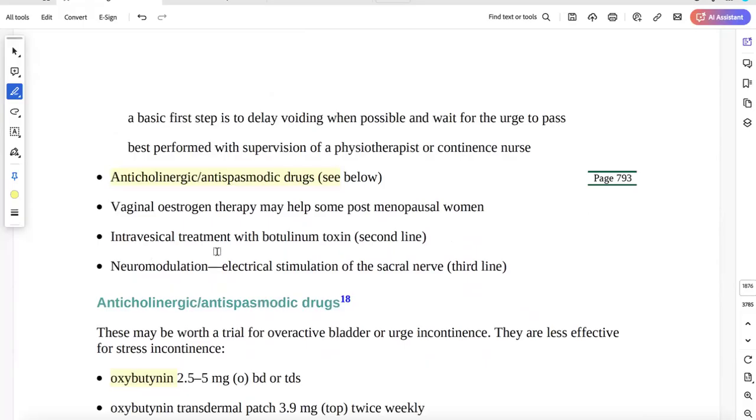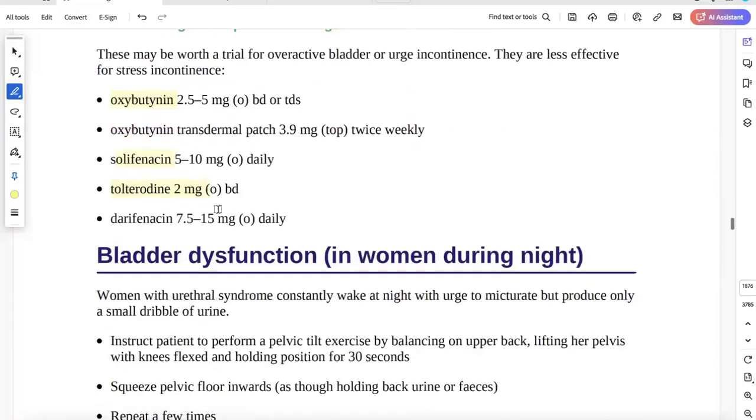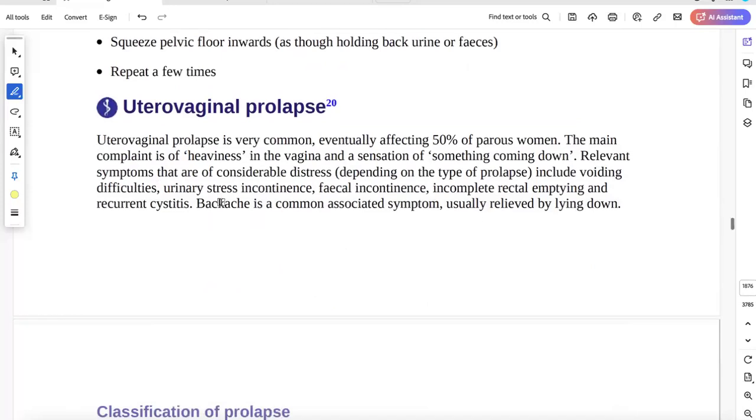Okay, but before surgical, nowadays they also do a few others, like botulinum toxin and neuromodulation of the sacral nerve. So there are a few others that can be tried as well. So we have got stress and urge incontinence treatment.